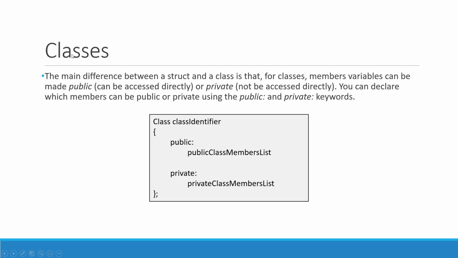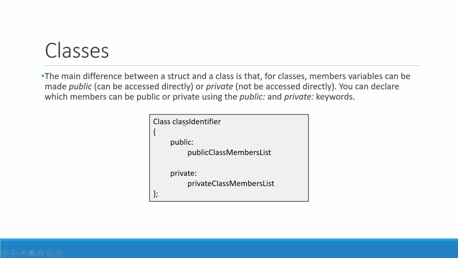Now, even though classes and structs accomplish the same task, they hold data types that can be of different data types. There is one main difference between a struct and a class. For classes, member variables can be made public, which means that they can be accessed directly, or they can be private, or in other words, they cannot be accessed directly. This adds a layer of security to the classes that you're writing. Now, you can declare which members are public or private using the keywords public and private.